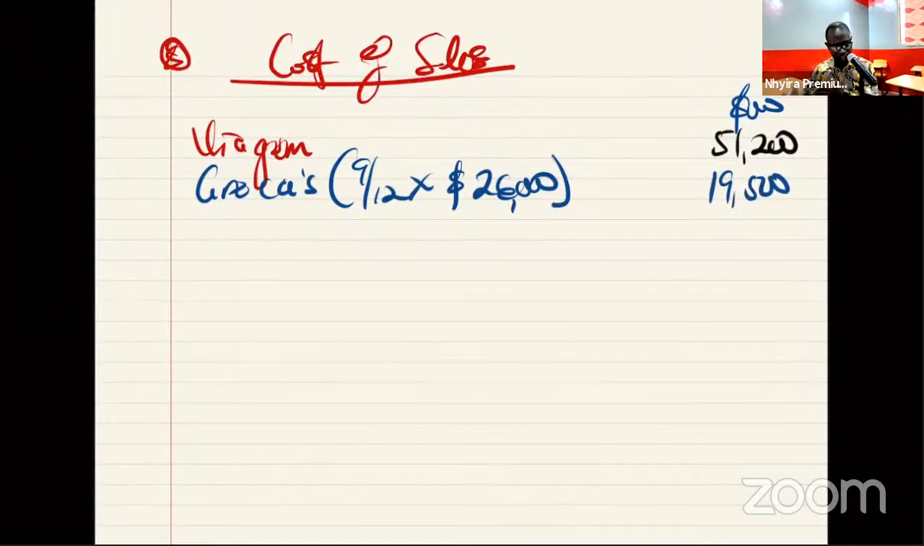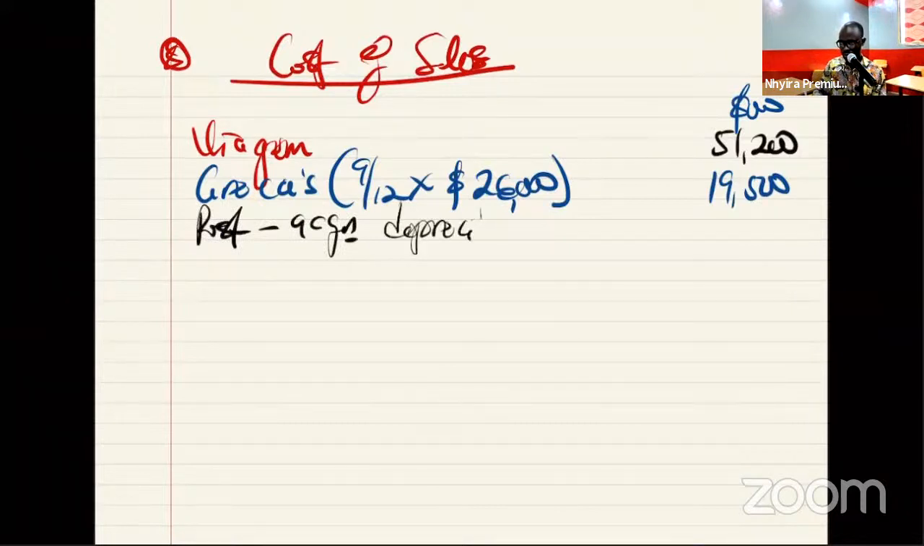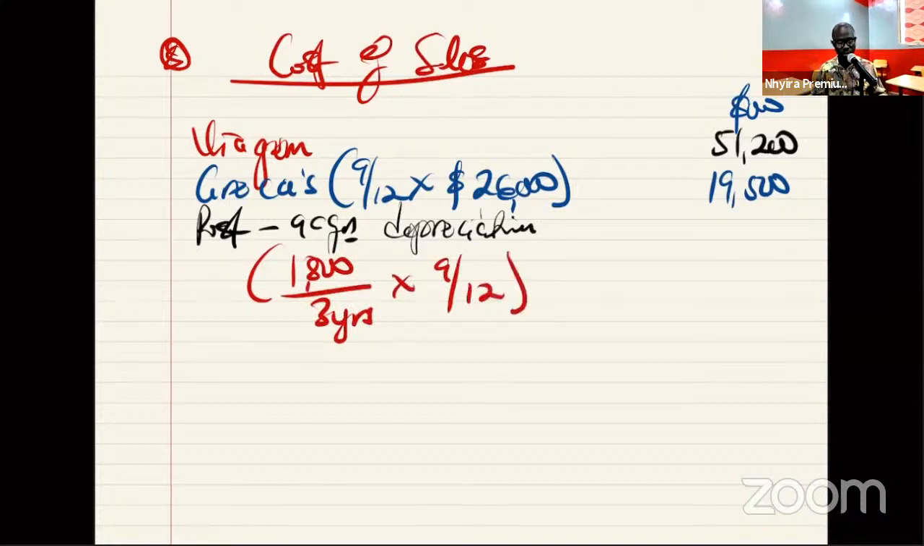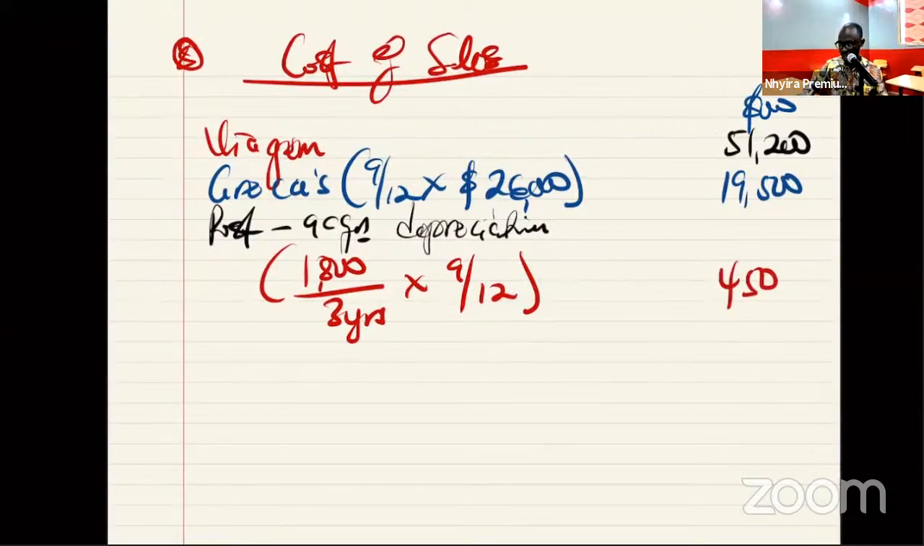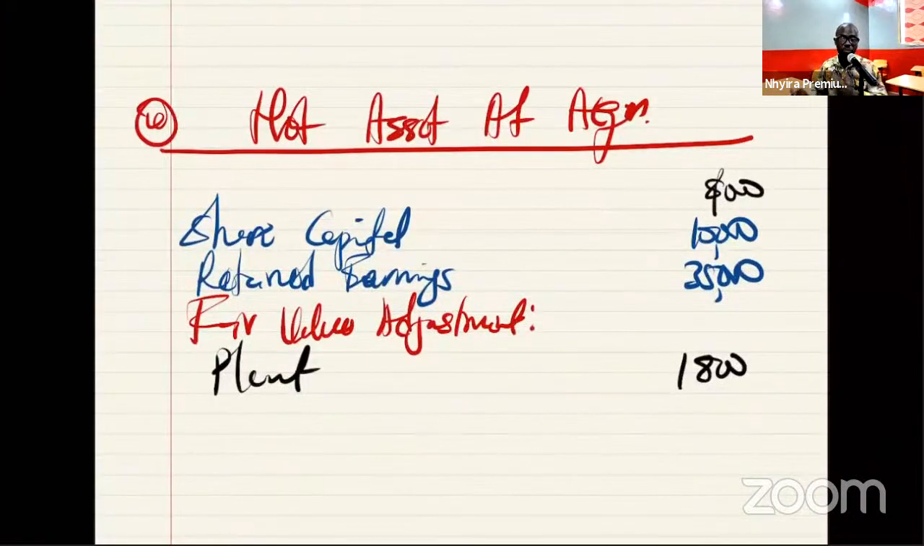Once we get this, we can bring in the post-acquisition depreciation. Now, in the question, we are told that the 1,800 has 3 years to go. So over 3 years, but it is 9 months for the post-acquisition period. So that's going to be 9 over 12, and that should give us 450. So that is how we calculate the post-acquisition depreciation for this particular figure.